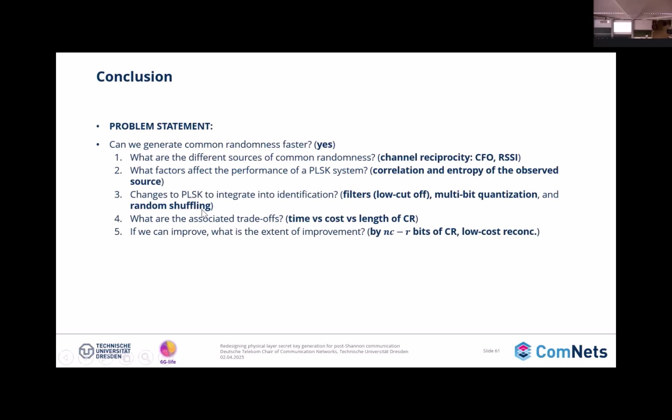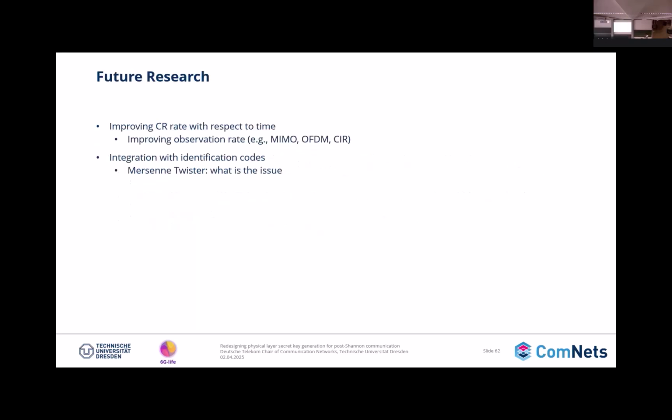This was the unique part in our work. And then we try to take a look at the associated trade-off. We noticed that our scheme provided a really nice balance to the time and the cost. And we had up to NC minus R bits of improvement compared to the PLSK schemes. And we also were able to generate it at much lower reconciliation cost. So this is the improvement that we were able to make with common randomness generation.